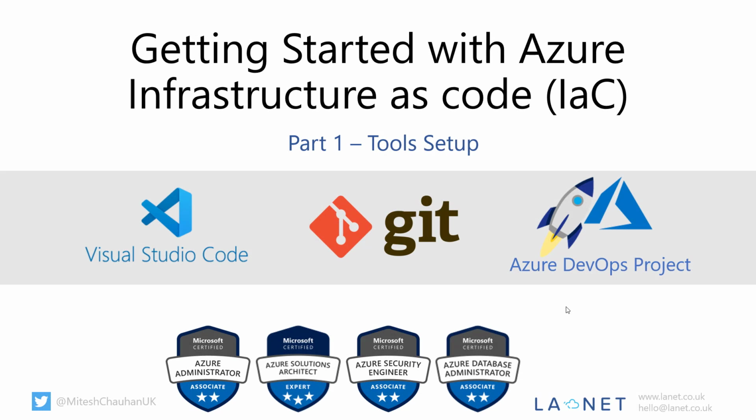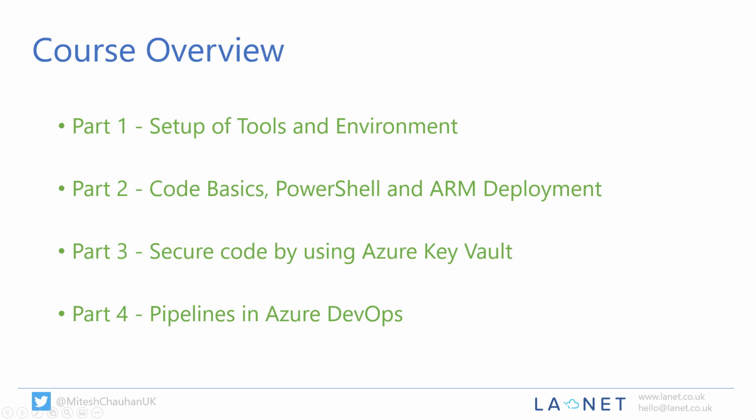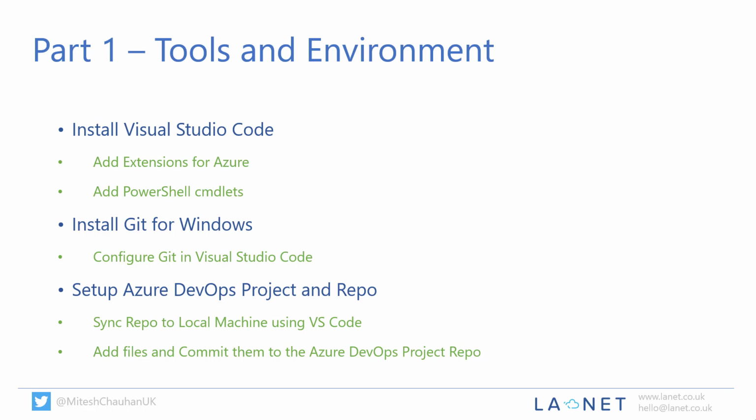So in terms of the whole course, we look at the course slides here. This section is the tools. The next one, we'll look at the basics of our scripts, looking at how we can deploy to Azure Resource Manager via PowerShell. And then in the third one, we'll look at how we secure our code using Azure Key Vaults. And also in part four, we'll look at running release pipelines in Azure, to do automated deployments.